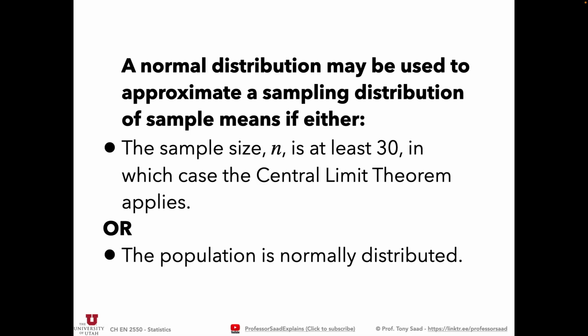Perfect. So now we deduce that a normal distribution may be used to approximate a sampling distribution of sample means if the sample size n is at least 30, in which case the central limit theorem applies. But there's also the degenerate case: if the population itself is normally distributed, then this is true regardless of the sample size.